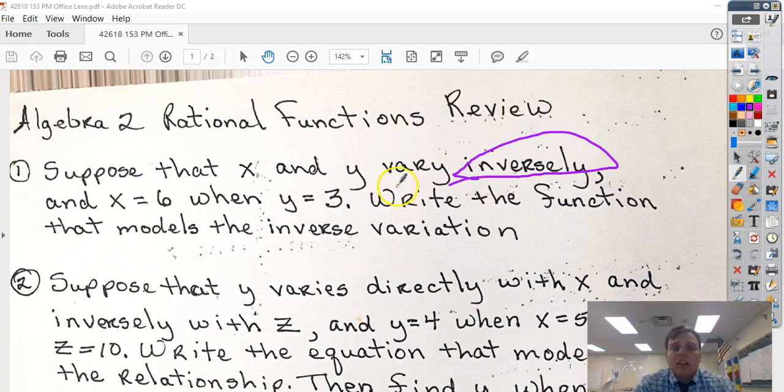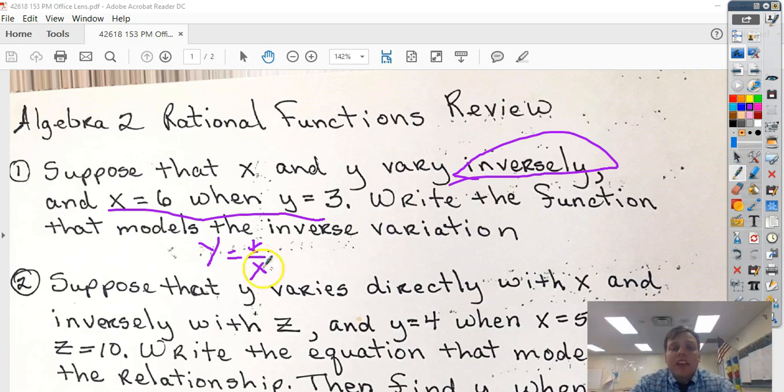Inversely. To have inverse variation, if two things are inversely varied, what that means is that y equals k over x. Now, you should remember that k is called our constant of variation. So when we have y equals k over x, it looks like this, okay? And it says x equals 6 when y equals 3. That's really important information that we're going to come back to, okay? Write the function that models the inverse variation.